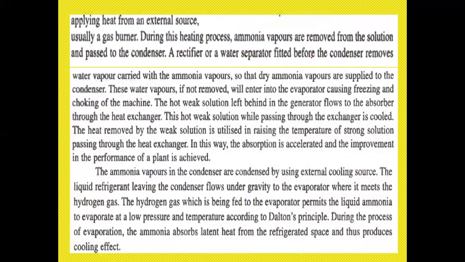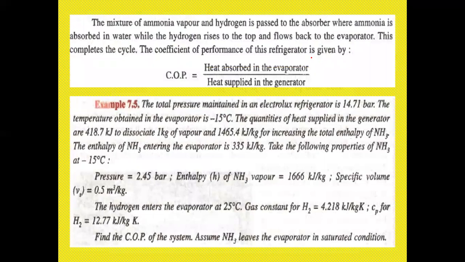Now, the mixture of ammonia vapor and hydrogen is passed into the absorber, where ammonia is absorbed by the water, while hydrogen gets separated. Hydrogen rises to the top and flows to the evaporator. So this is about the hydrogen gas that we are using.